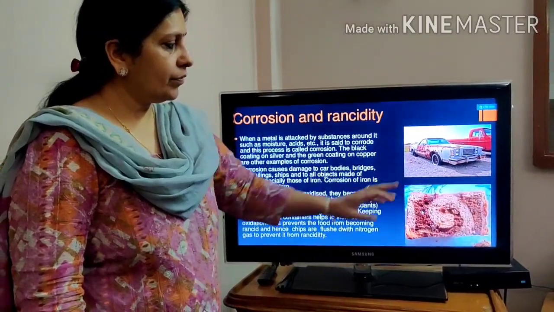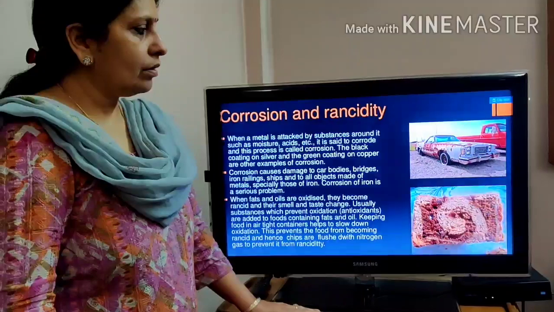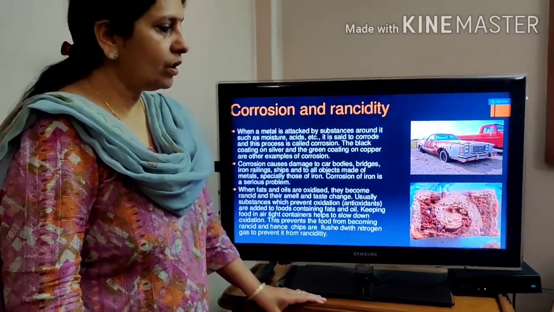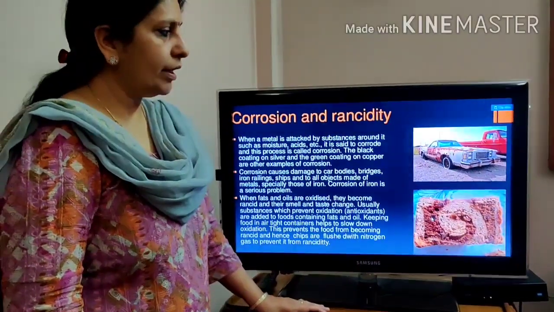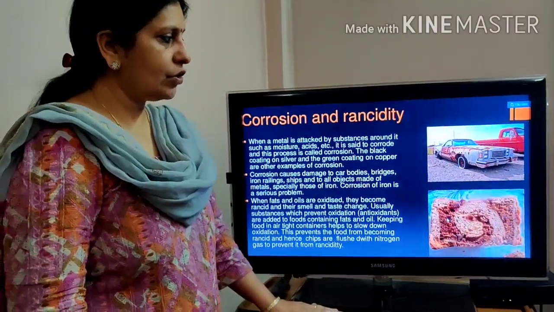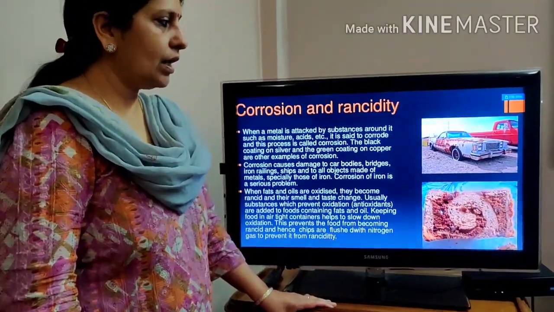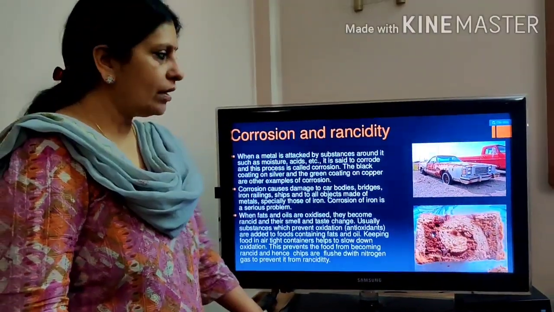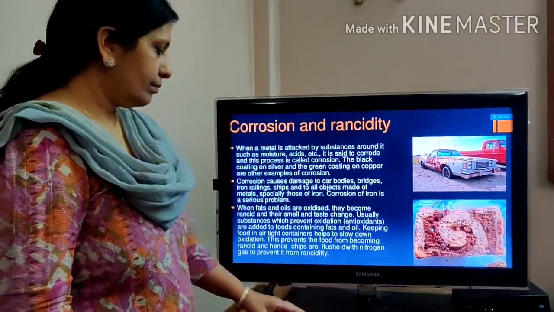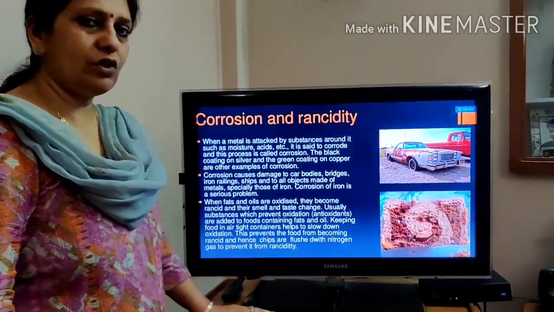In the picture, you can see the body of a car is getting oxidized and it gains a brown color, because the body is made up of iron, and as the paint loses its texture and the iron gets exposed to the atmosphere, it gets oxidized, forms iron oxide, and we say that iron has got corroded. When fats and oils are oxidized, they become rancid and their smell and taste changes.